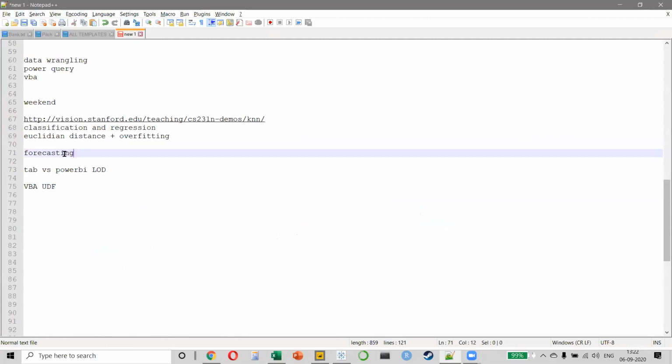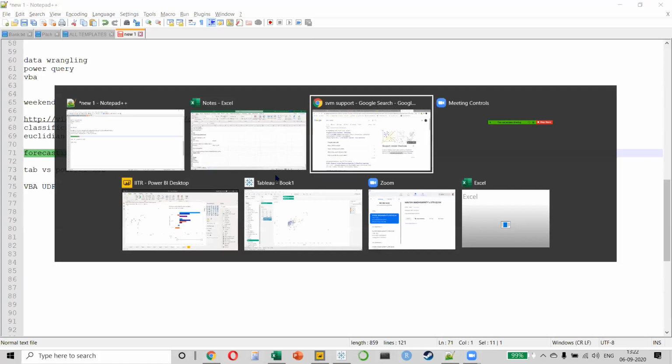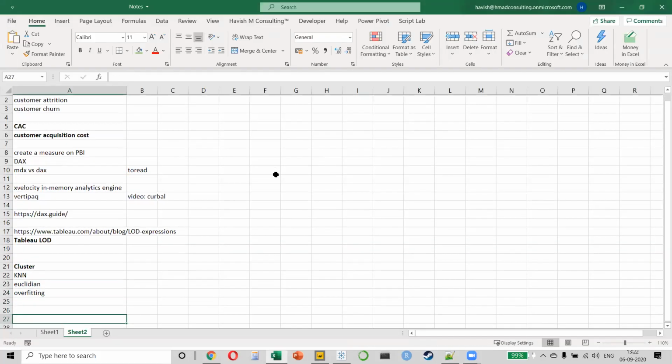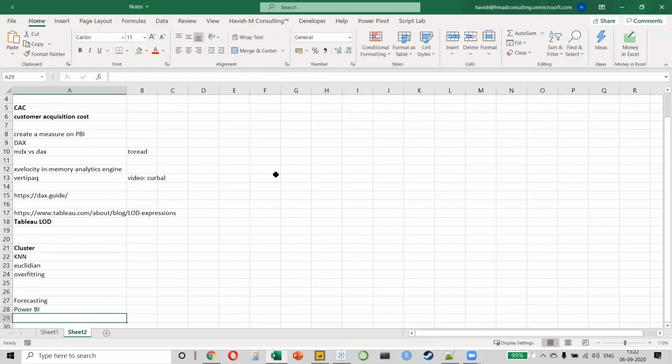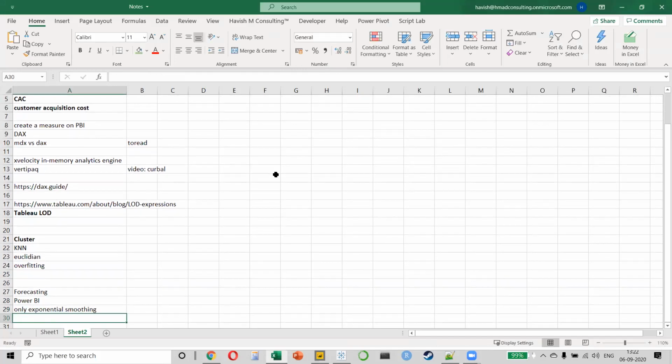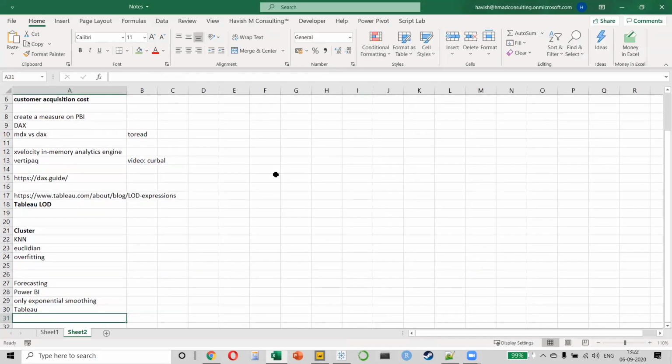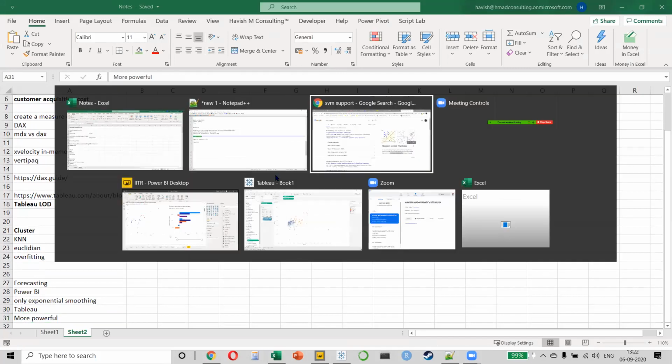Okay, let's come to forecasting now. The forecasting in Power BI is very limited. They only use exponential smoothing. So forecasting in Power BI is only, right, but Tableau is more powerful, right? So I'm going to show this to you on Tableau.